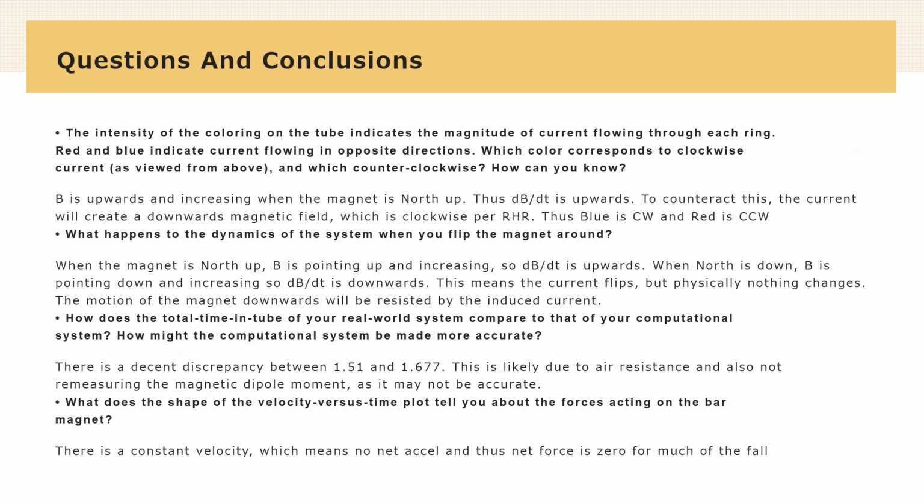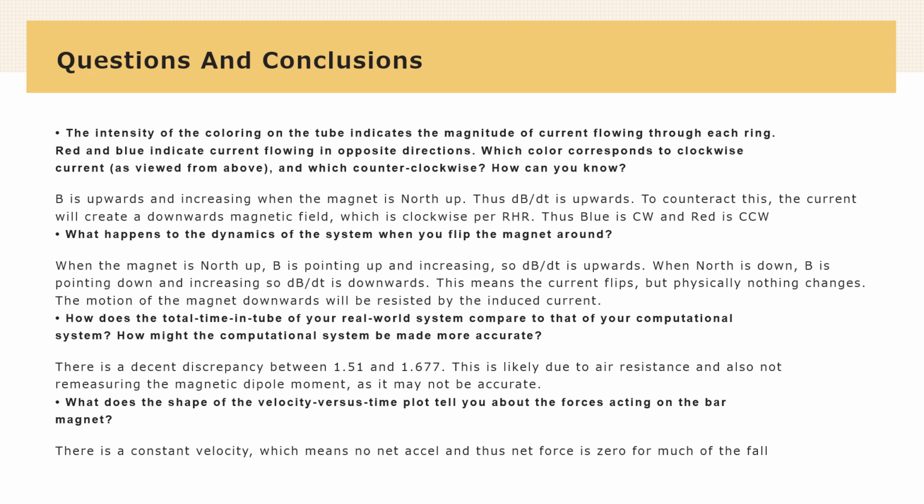The first question asks, since red and blue indicate current in different directions, which color corresponds to which direction as viewed from above? In my case, B was upwards and increasing because the magnet was north up. That means that dB/dt was upwards. In order to counteract this, the current will create a downwards dB/dt, which would be done through a clockwise rotation as per the right-hand rule. And since my simulation was blue, that means that blue is clockwise and red is counterclockwise.